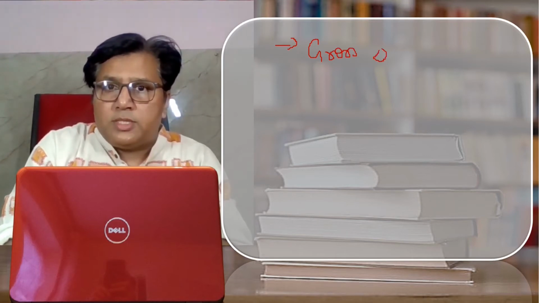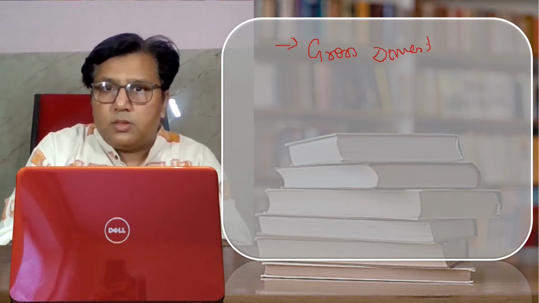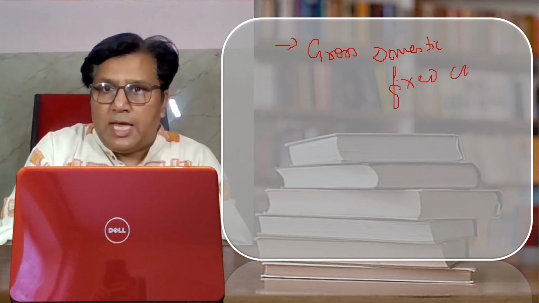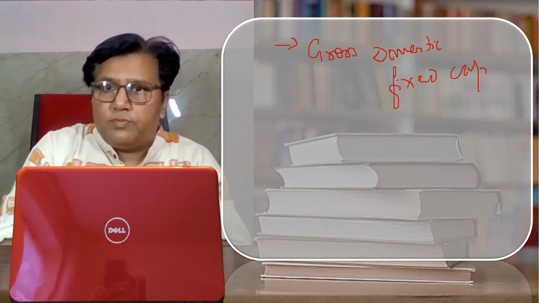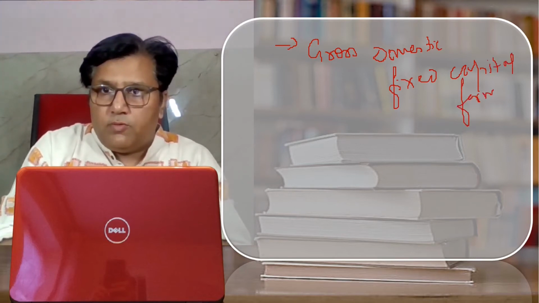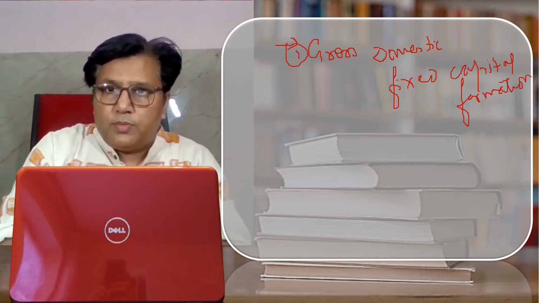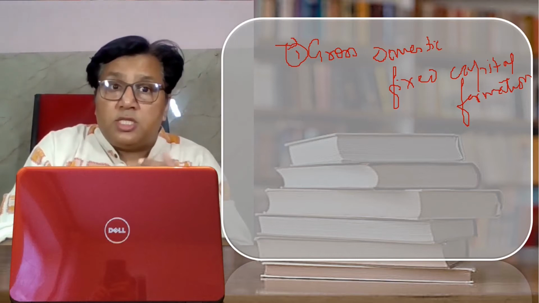Those two categories are: number one, gross domestic fixed capital formation. That is the first one. Gross domestic fixed capital formation consists of what?